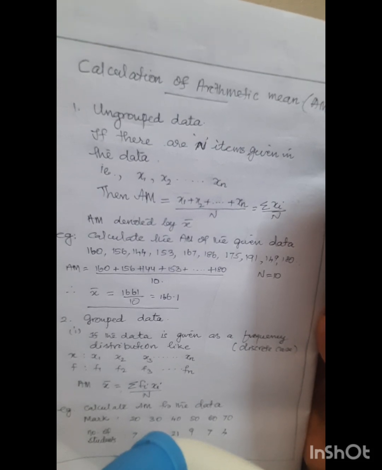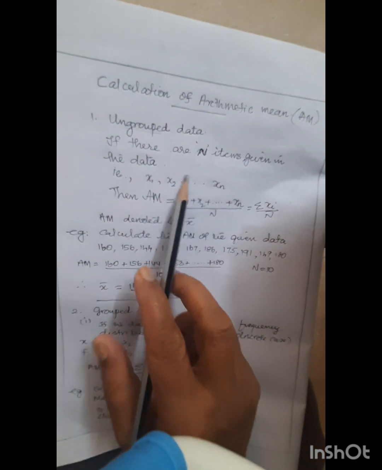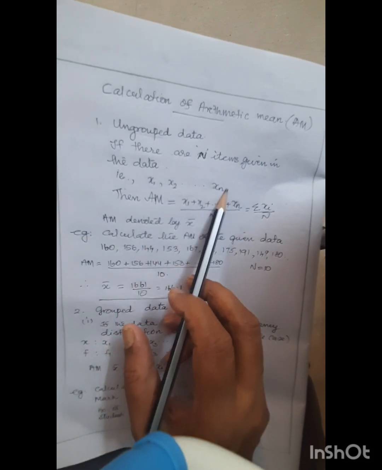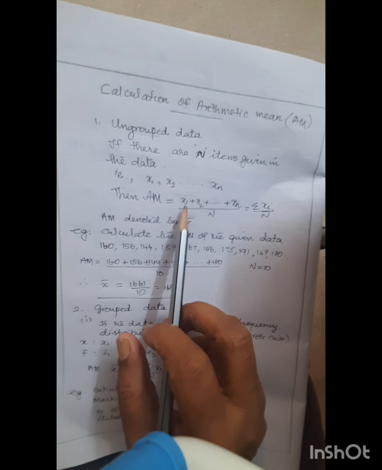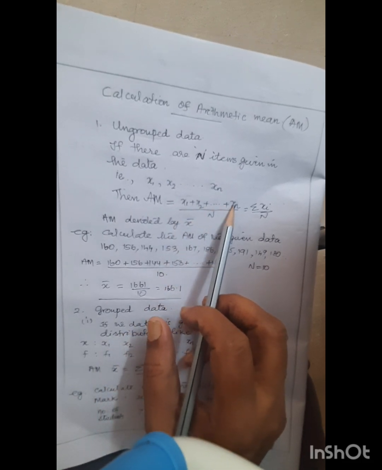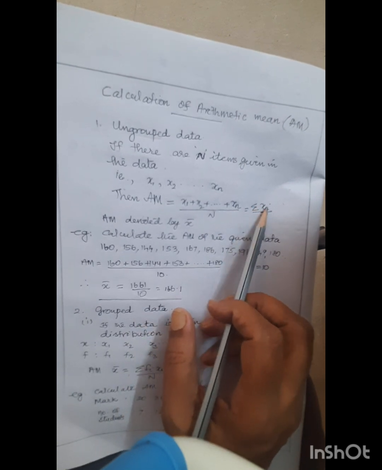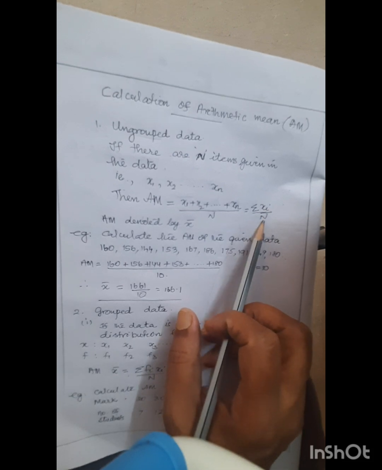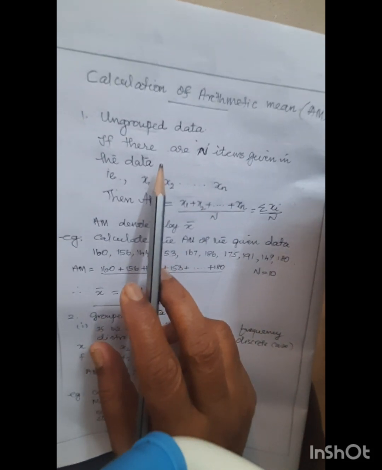What is ungrouped data? If there are n items given in the data, that is x1, x2, etc., xn, that is n items, then arithmetic mean is equal to add up all these x1 plus x2 plus etc. plus xn by n. That is equal to sigma xi by n. What is sigma xi? It means add all the x values divided by total number n. So this is the case of an ungrouped data.